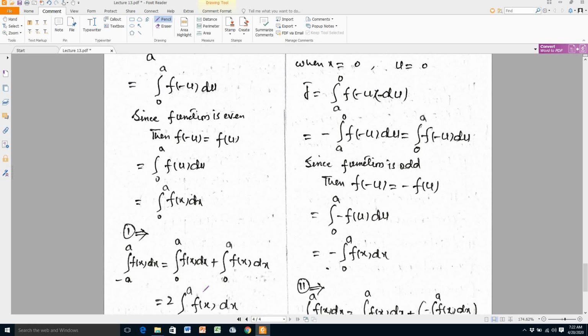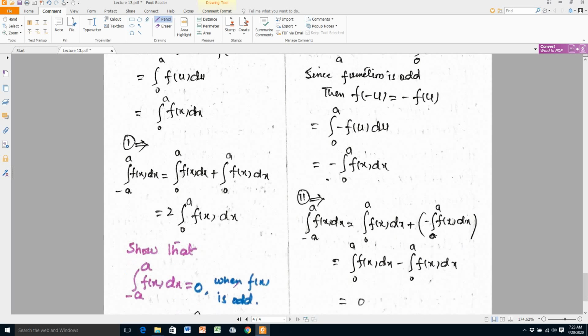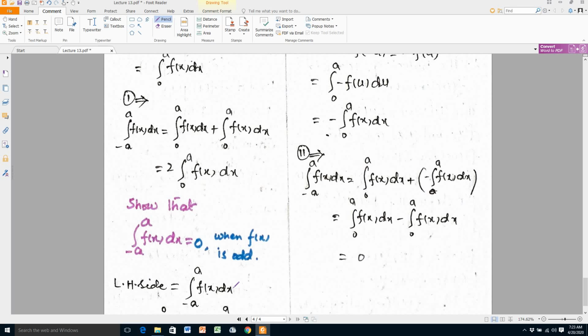Now you substitute this value of I in equation number 1. Equation number 1 implies the integral from minus a to a, f of x dx is equal to the integral from 0 to a, f of x dx plus the integral from 0 to a, f of x dx. So in this way, when you add them, it becomes 2 times the integral from 0 to a, f of x dx. So it is a proof when the function is an even function.